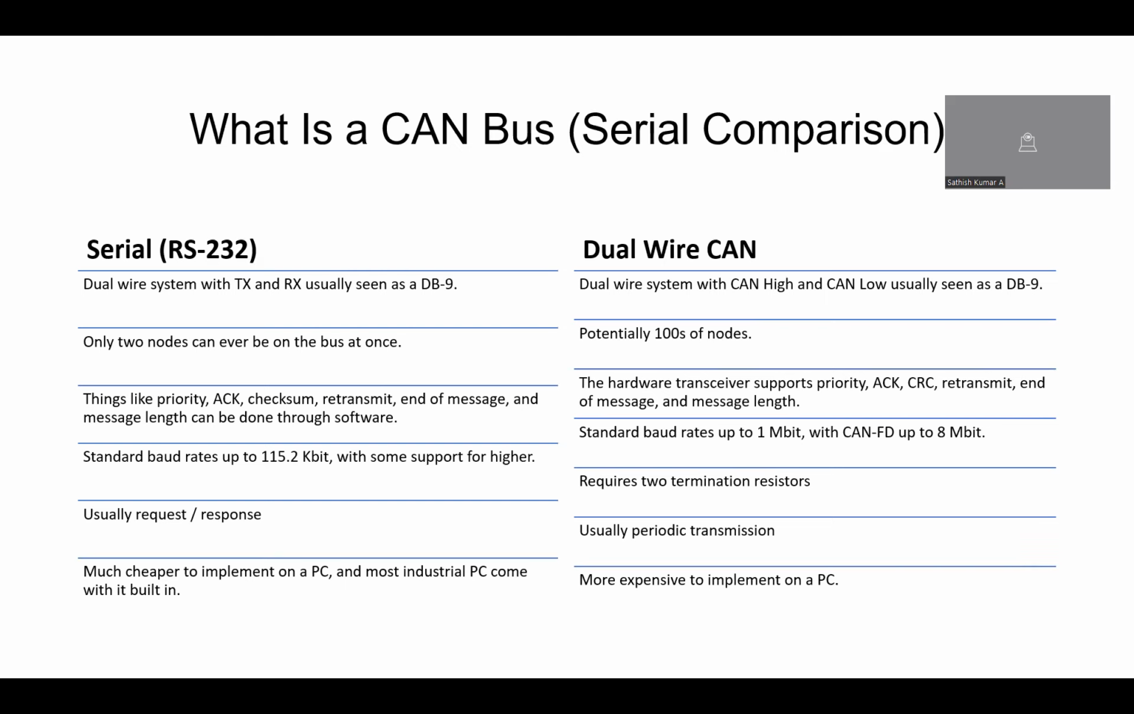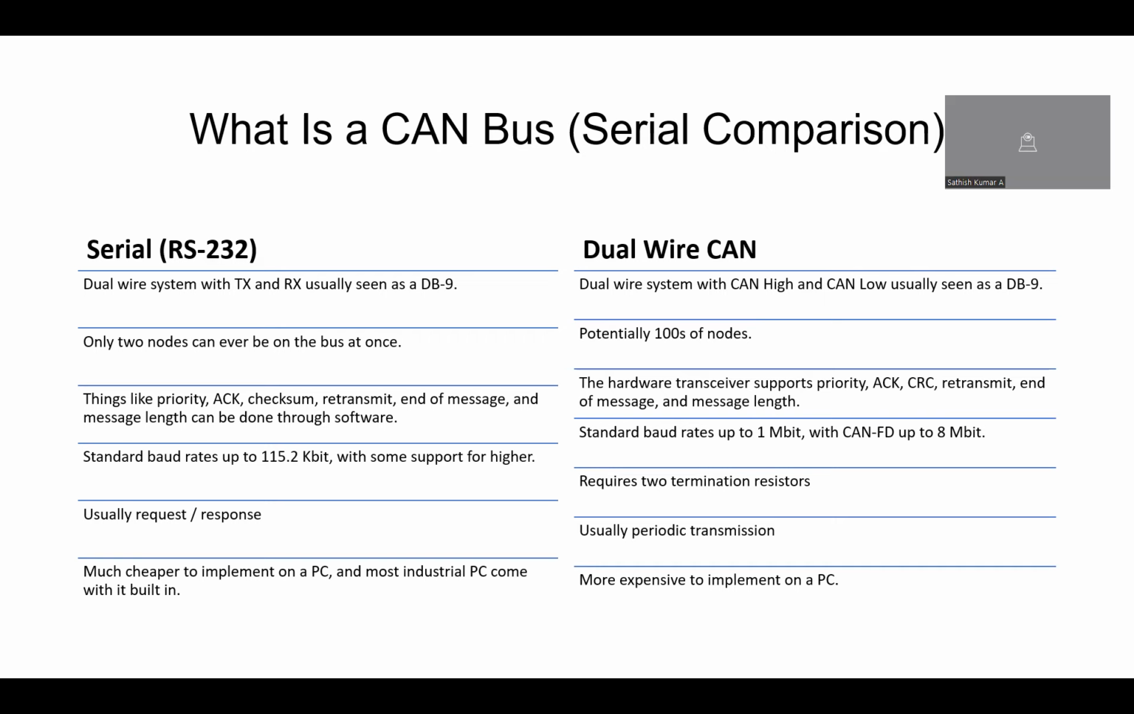Now if we go for the baud rate, the speed of serial communication will be up to 11,500 baud. When compared to dual wire CAN, it can be up to 1 megabit. And if you go for flexible data-rate CAN FD, it will be up to 8 megabits.